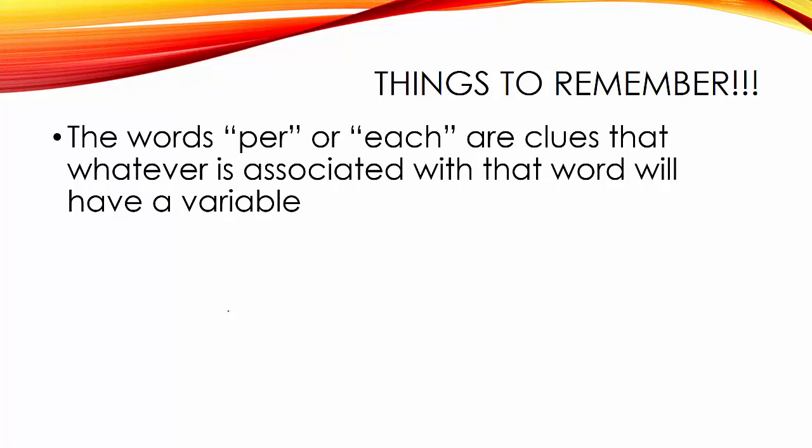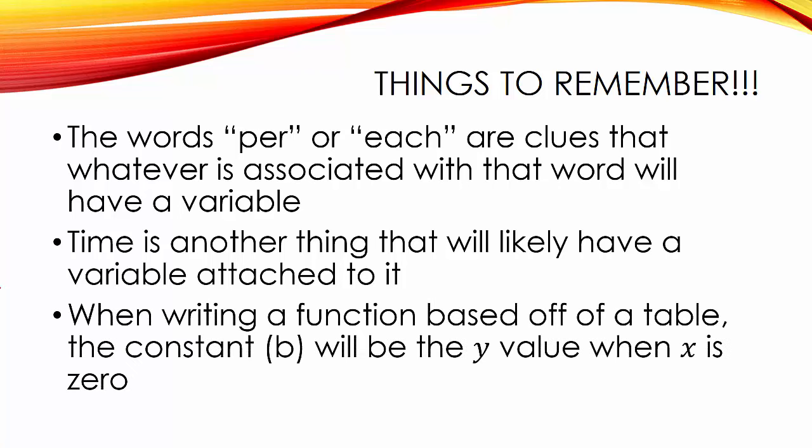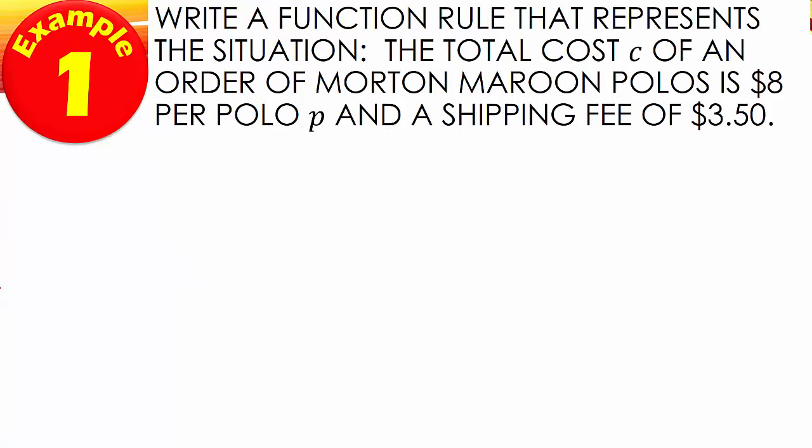All right, so some things to remember for this lesson. The words per or each are clues that whatever is associated with that word will have a variable. Keep that in mind when you're writing your function. Time is another thing that will likely have a variable attached to it. But also remember that these aren't necessarily true 100% of the time, but more than likely that's what's going to be the case. And then when writing a function based off of a table, the constant, which is b, will be the y value when x is 0. So we'll go through this again as we come across those problems.